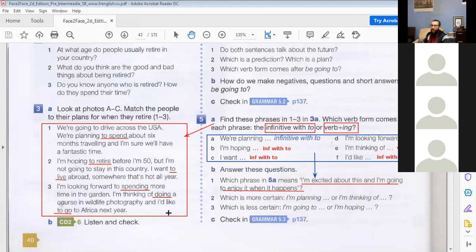We want one of them that gives the same meaning as I'm excited about this and I'm going to enjoy it when it happens. I'm looking forward to spending more time in the garden. I'm hoping to retire before I'm 50. No, I'm looking forward to spending more time in the garden. Actually, this one is the correct one. Yes. I'm looking forward to spending.